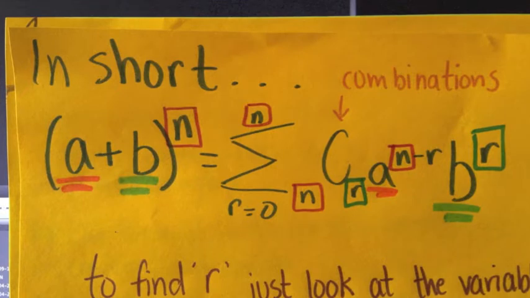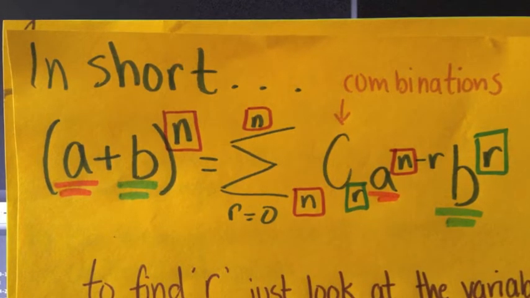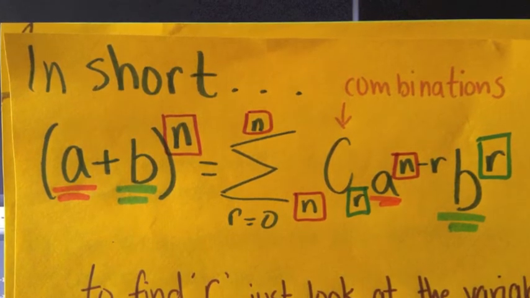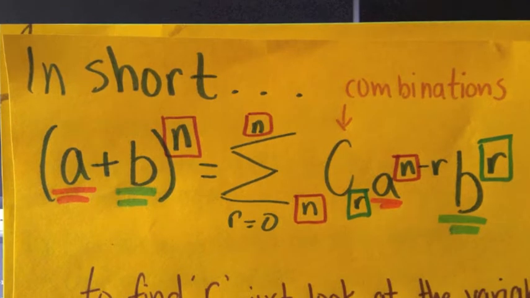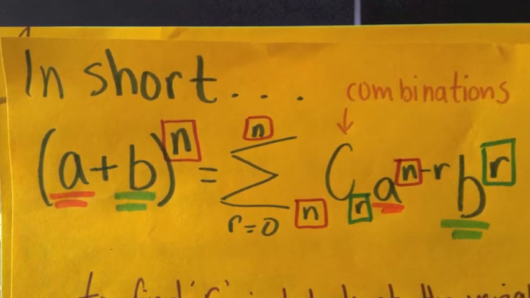In short, (a + b) raised to the exponent of n can also be written as what you see on the screen right now, which is the sum of all the combinations multiplied by a raised to its exponent, multiplied by b raised to its exponent.